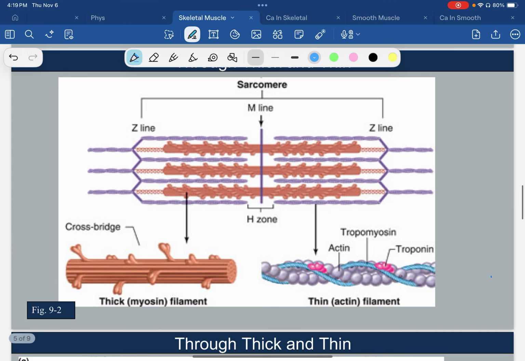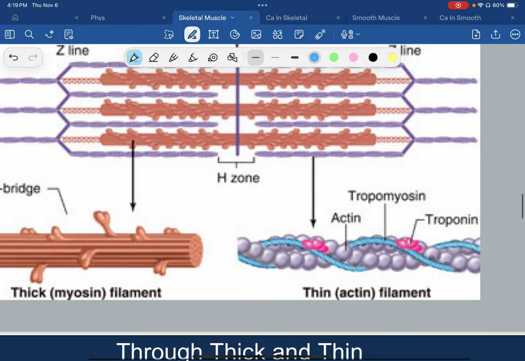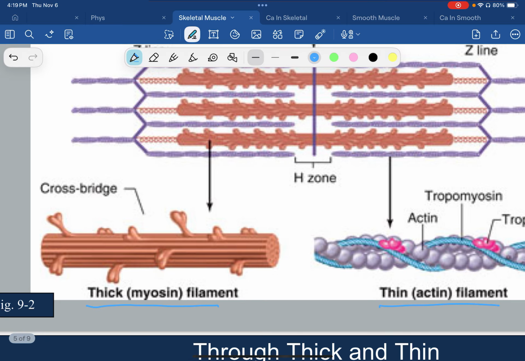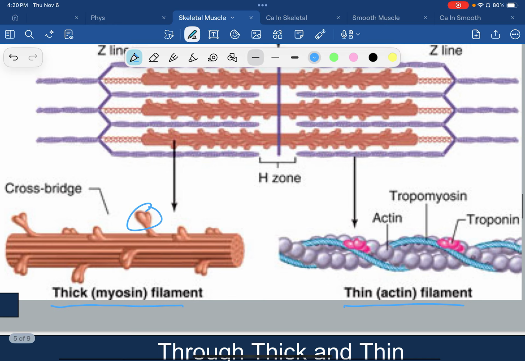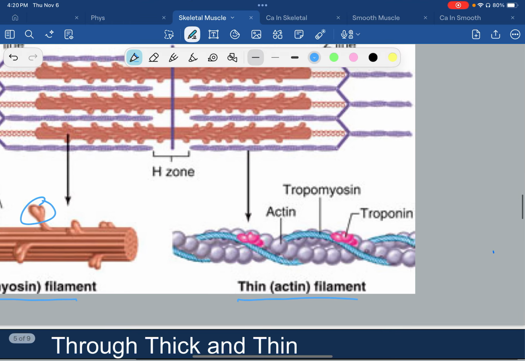And then the main picture down here. This is super important. How does that slide? Down here we have our actin, our thin filament, and our thick myosin filament. Our thick myosin filament has the globular heads that allow it to cross bridge, which we'll get into in a different video. But here we're going to focus on our tropomyosin and our troponin.